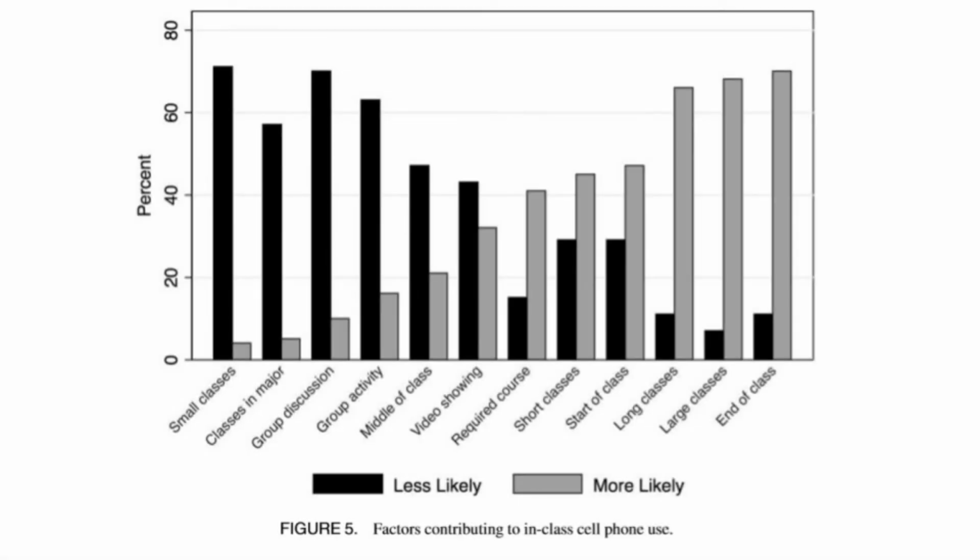Here's one more chart from the study that I think you'll be interested in. It shows a list of items that are factors contributing to in-class cell phone use. You'll notice that the most important factor for preventing it is having a small class. The next being holding group discussions or group activities. You'll find that students are more likely to use cell phones at the start of class and much more likely to misuse cell phones towards the end of class or in a large class.